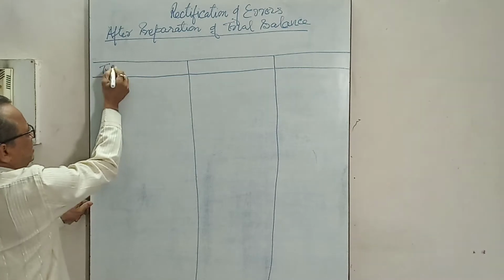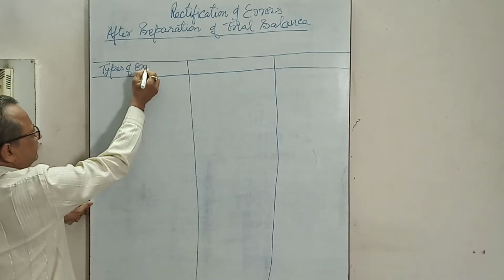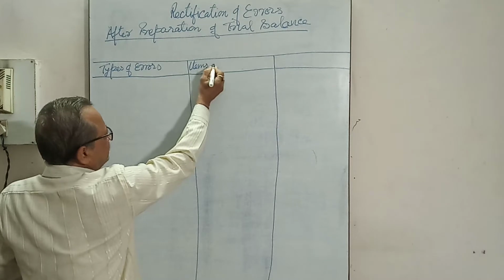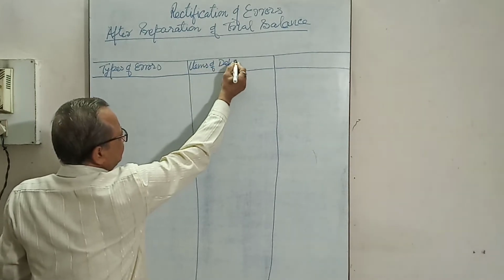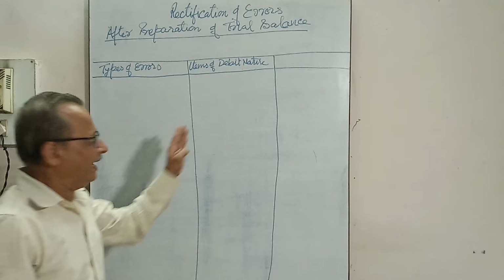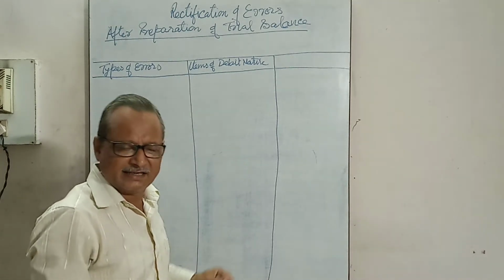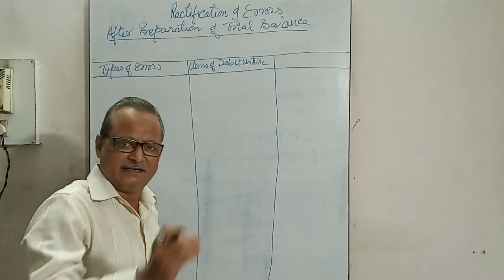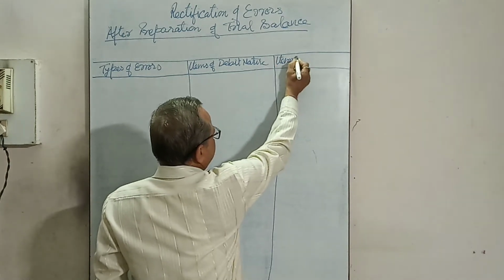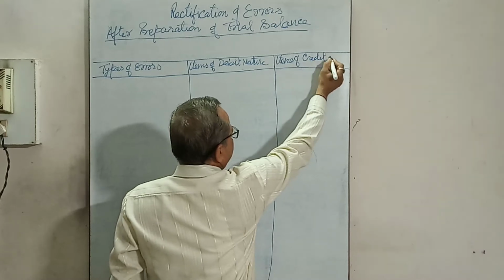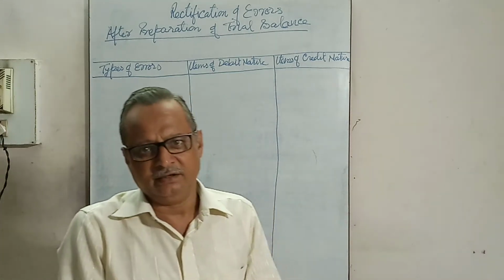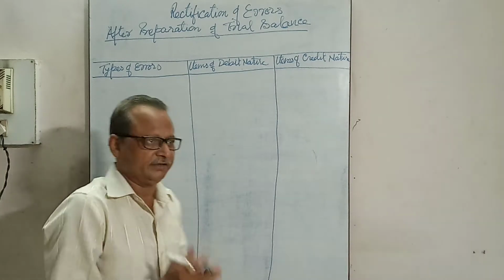These are the types or kinds of errors. Items of debit nature: if the error is committed in an item which is of debit nature, such as purchases, assets, expenses, sales return, debtors, etc. And items of credit nature, such as sales, purchase return, income, etc., and liabilities, creditors, etc.